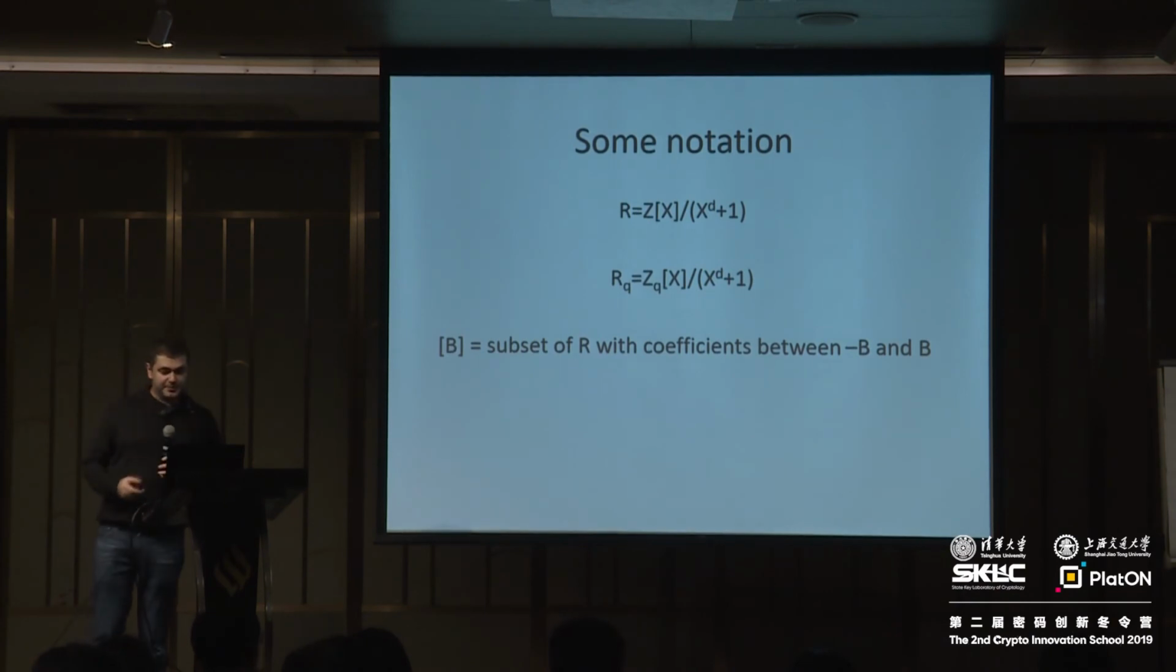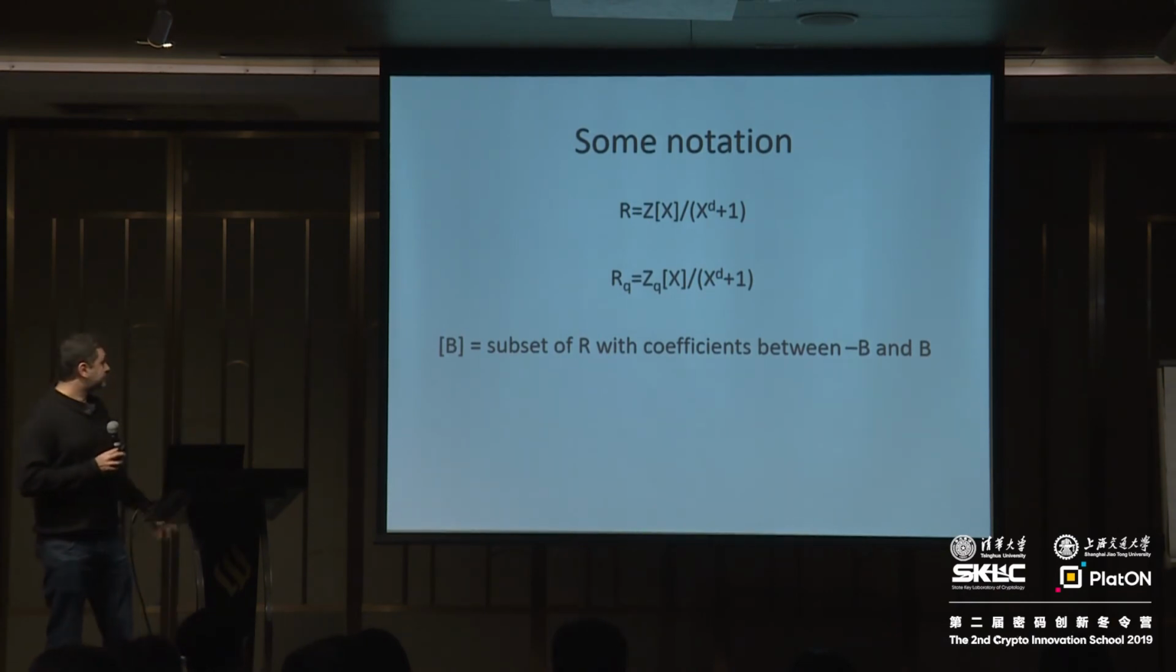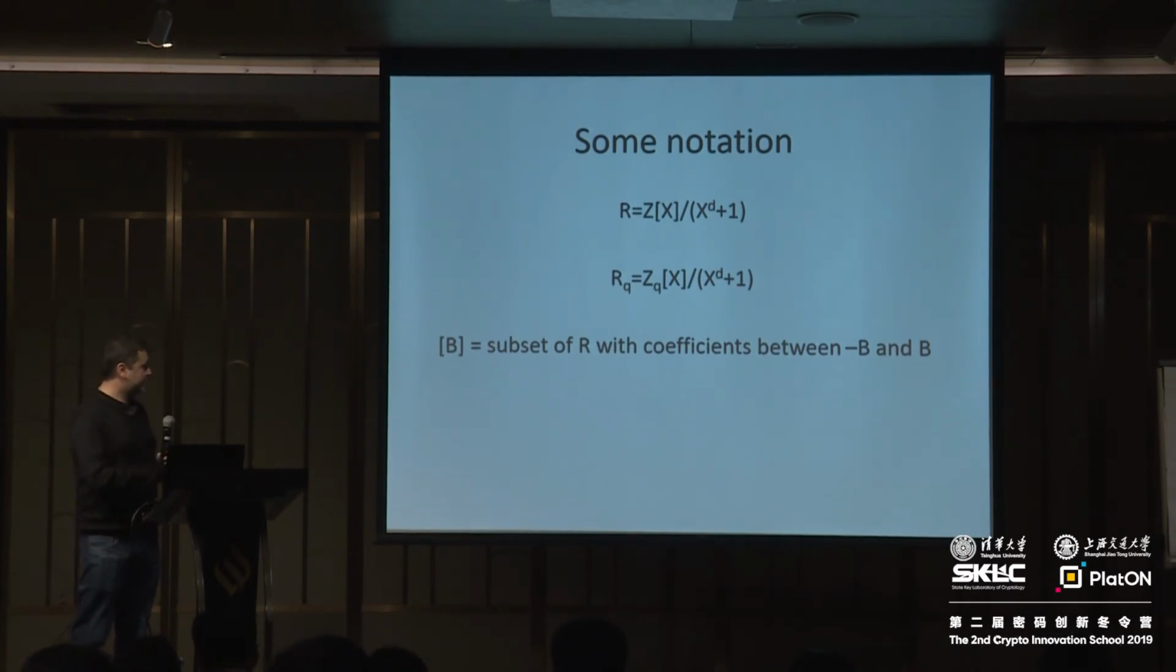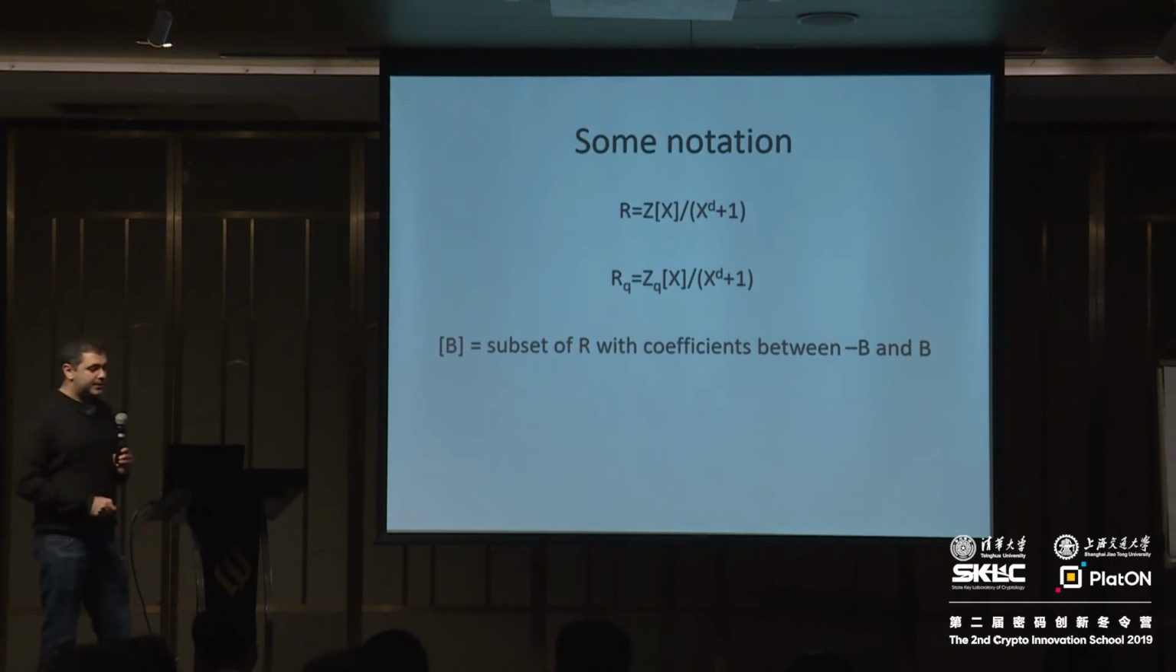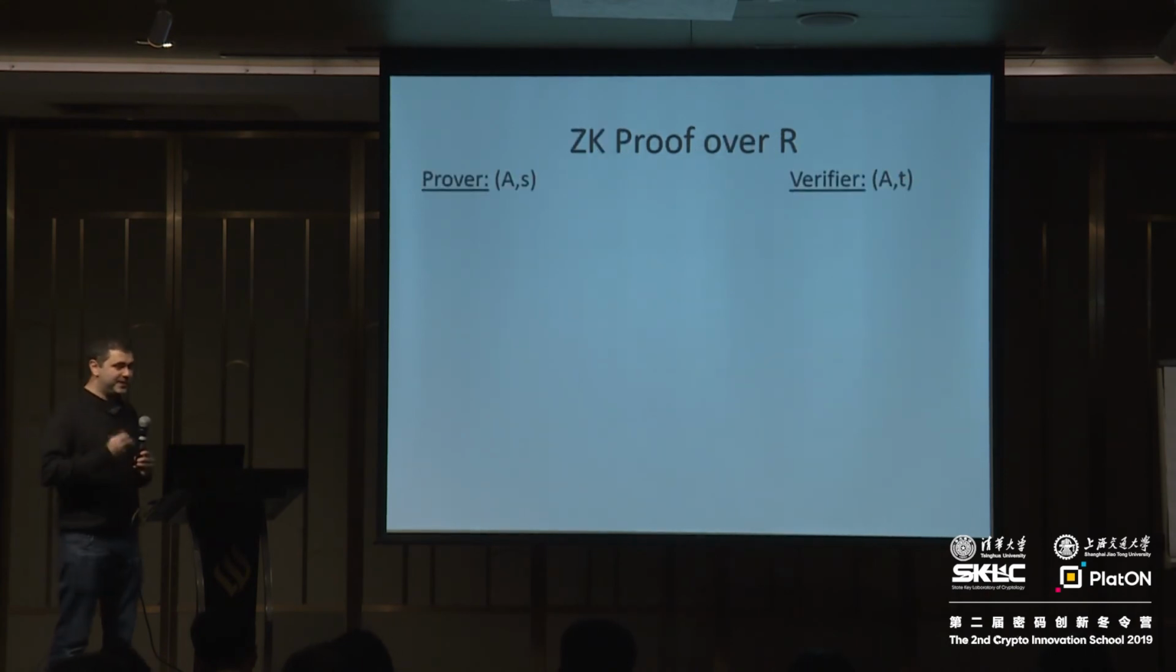Okay, so now just some notation. Instead of the integers, we have this ring R, and now we have this ring mod Q, so that's our Q. And B is going to be the subset of R with coefficients between minus B and B. That's just notation. So now the zero-knowledge proof over R works in exactly the same way as before, but the big difference is the challenge space is bigger, and we don't have to repeat.